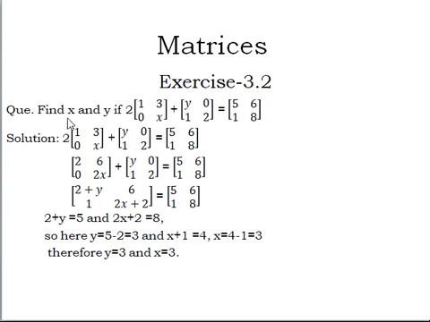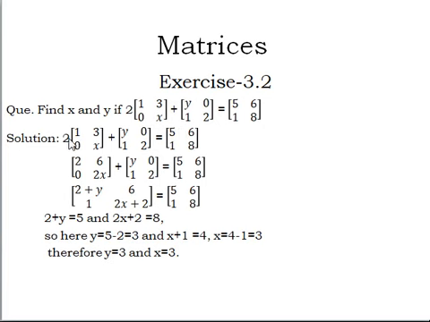Exercise 3.2, question number 9. Find x and y if twice of matrix [1 3 0 x] plus [y 0 1 2] equals [5 6 1 8]. So now here is the solution. 2 times [1 3 0 x] plus [y 0 1 2] equals [5 6 1 8].